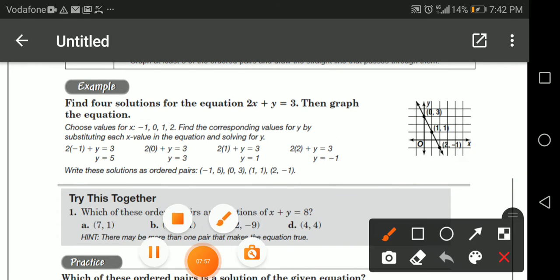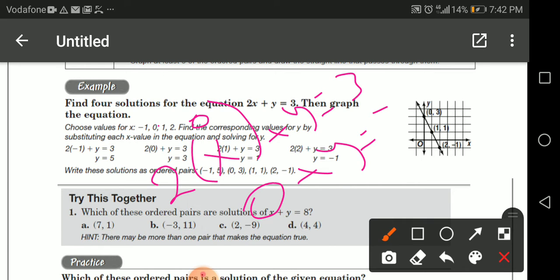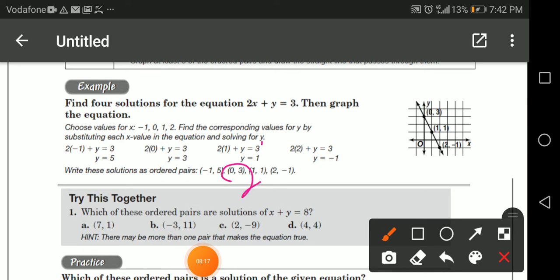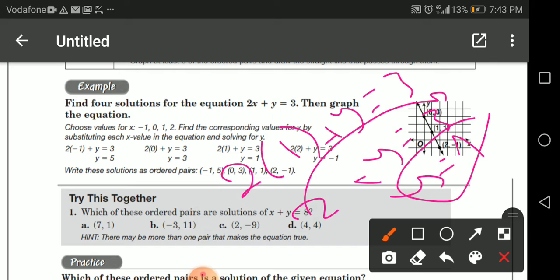Okay, and we will do the same for the second. If the value of x is 0, 2 times x here is 0, okay, plus y equal 3. 2 times 0, 0, plus y equals 3. So you got here y equal 3 with x 0. So here 0 and 3. Doing the same here, 2 times 1 plus y equal 3, 2 plus y equal 3. So here y equal 3 minus 2 gives me 1. So here 1 and what?